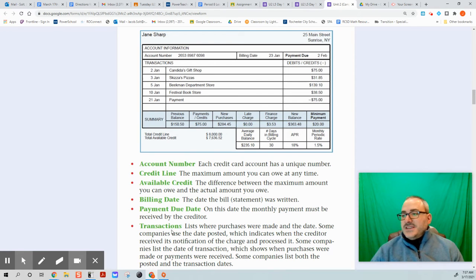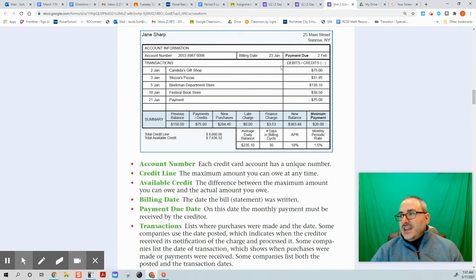Transactions lists where purchases were made and the date. Some companies use the date posted, which indicates when the creditor received its notification of the charge and processed it, but some companies use the date of transaction, which shows when the purchases were made or payments were received. Some companies list both posted and the transaction dates. All right, so there's your transactions.